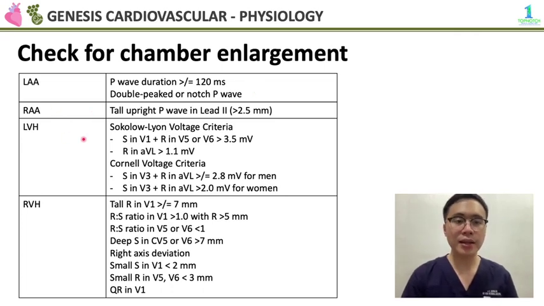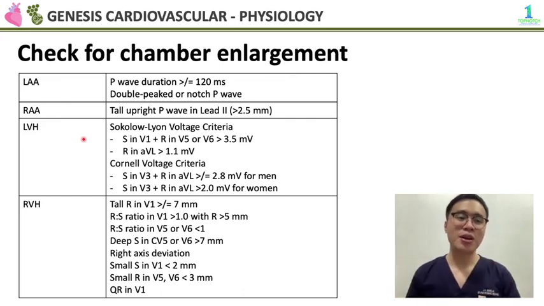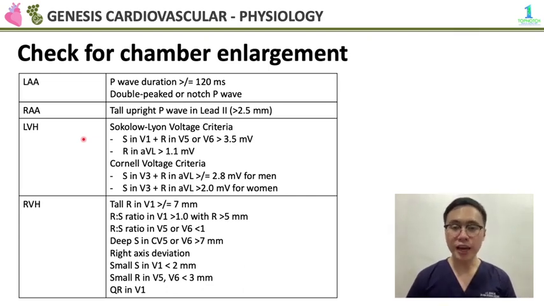For RAA, it's not the length, so to speak, it's the height. If you have a tall and upright P wave that's more than 2.5 boxes, that would be indicative of right atrial enlargement or right atrial abnormality. For LVH, if you don't remember anything else, at the very least do remember this, because it's one of the more common chamber enlargements that we encounter.